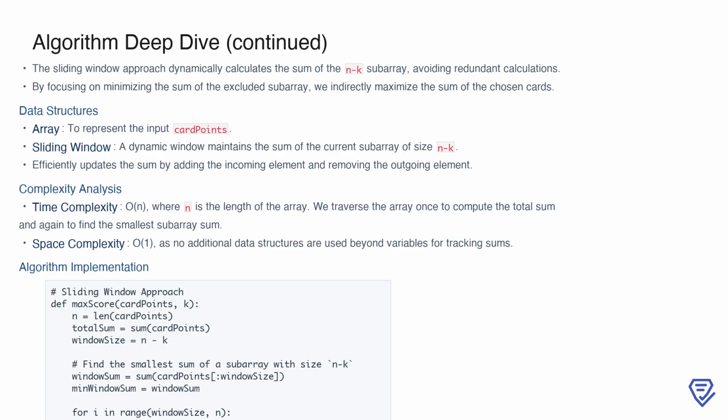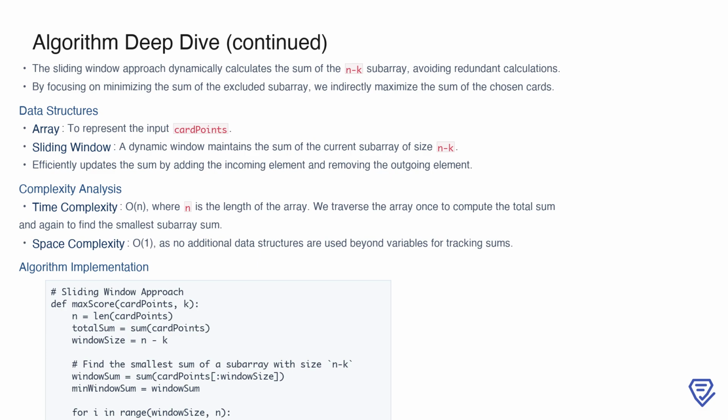computations. Instead of recalculating the sum for each possible subarray, the window adjusts incrementally by adding the new incoming card and removing the outgoing card. By focusing on minimizing the sum of this excluded subarray, we indirectly maximize the sum of the cards we choose.